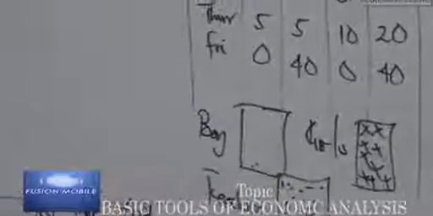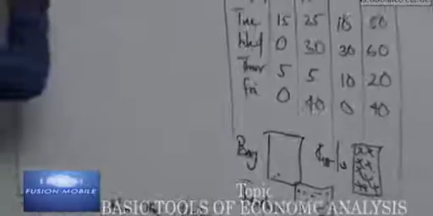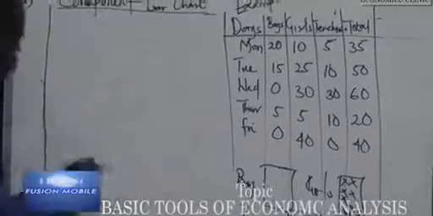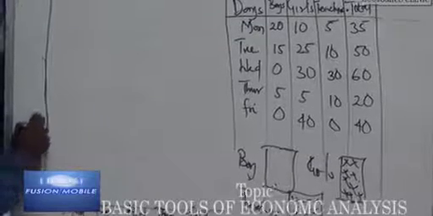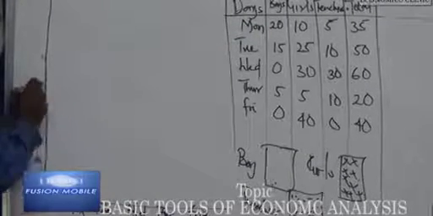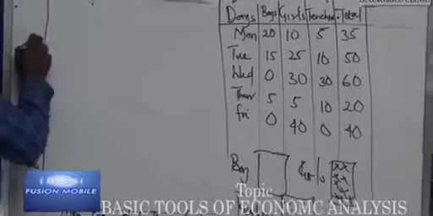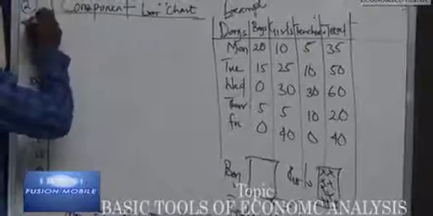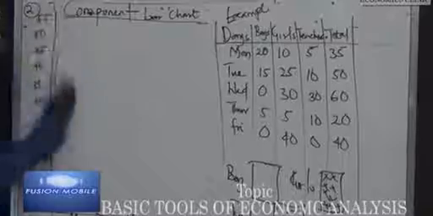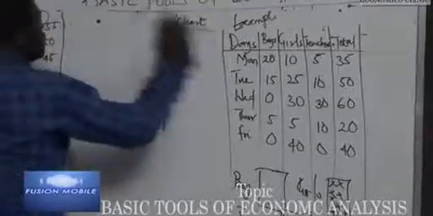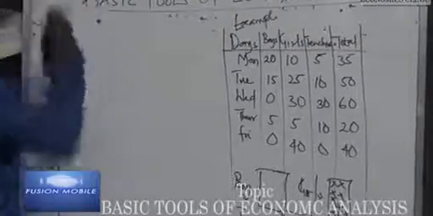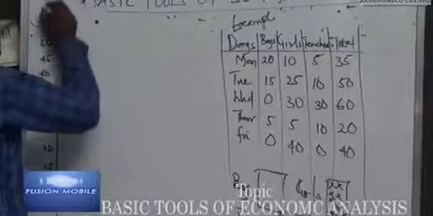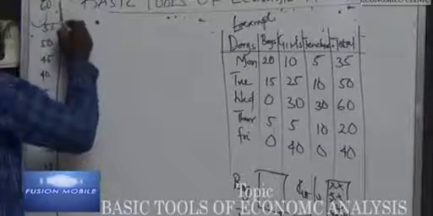Now here you can decide the scale. You are drawing up to 60, so you can determine from here: 5, 10, 15, 20, 25, 30, 35, 40, 45, 50, 55, 60. You can determine that here.